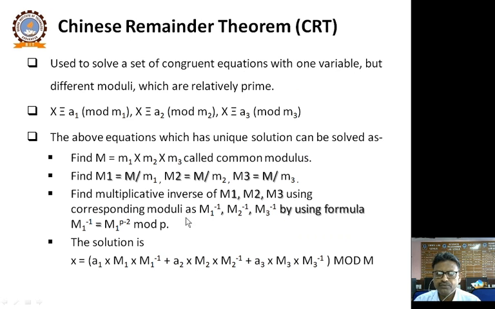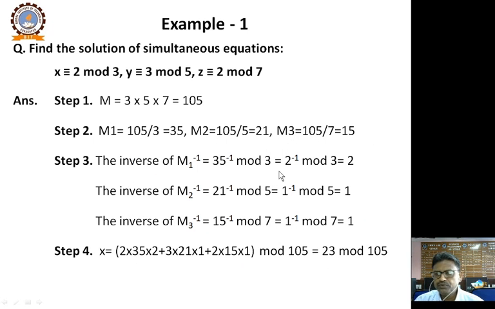Otherwise you can use the formula, this one, m1 to the power p minus 2 mod p. So if you are applying this, 2 to the power 3 minus 2, that will become 2 to the power 1. So 2 to the power 1 is equal to 2. So the inverse of m1 will be 2.